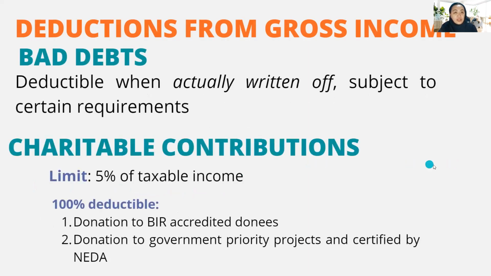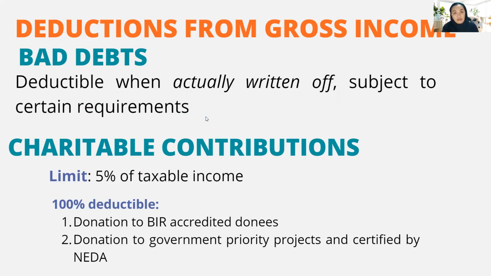What else? Bad debts. So, of course, when you are selling on credit, nagpapautang yung company, they have accounts receivables. There is a time when, for example, meron silang rule na pag hindi na na-collect within 5 years, you consider that as a bad debt. That's part of your business operation. So, you write it off from your books. So it is deductible.